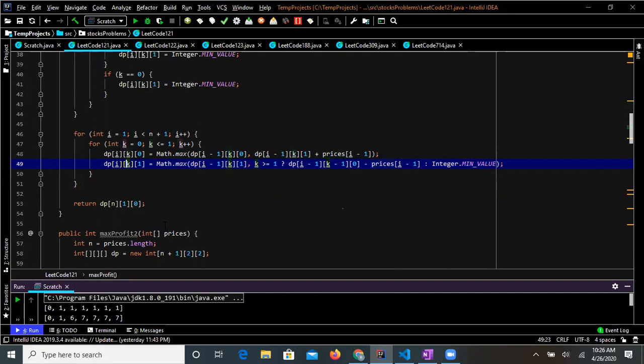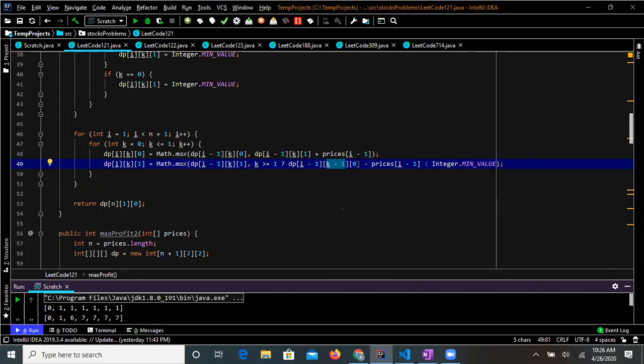So on day i, with transaction k and having one stock in hand, what I'm going to do is either do nothing because I already have a stock from the previous day. That means no change in transaction, because I already had k transactions. Or I am going to do one transaction. That means the previous day I should have k-1 transactions. So initially k is 0.